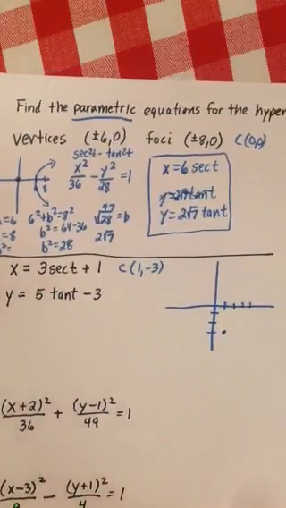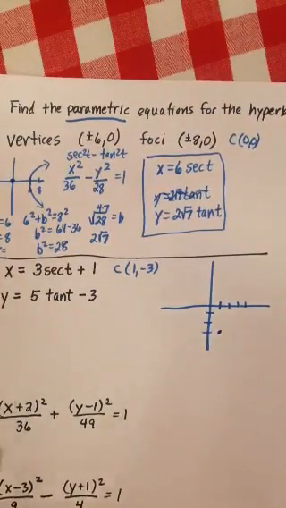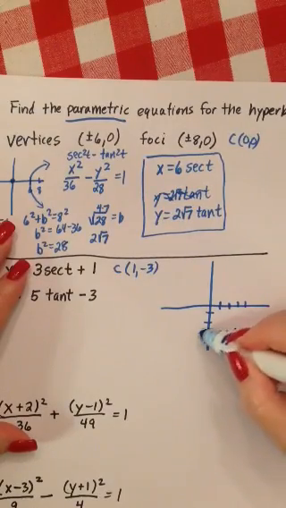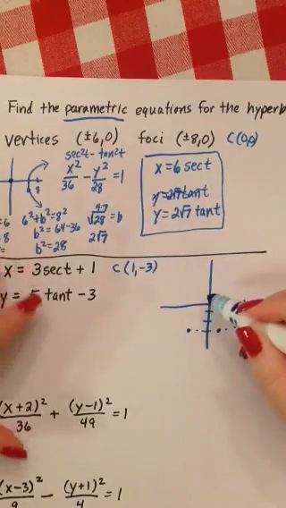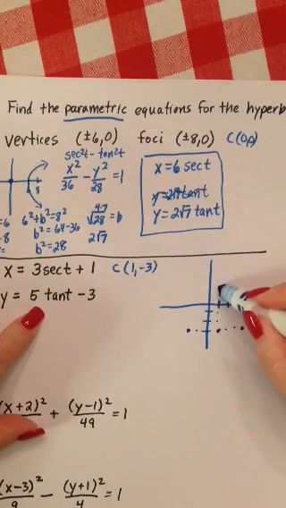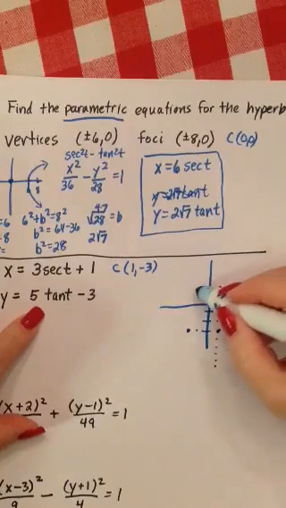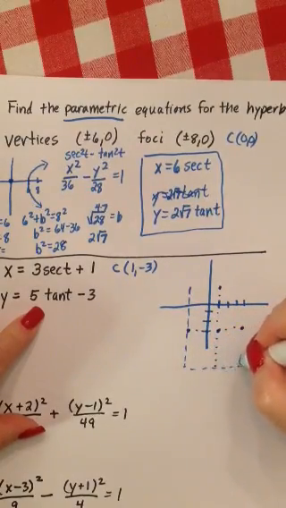I'm hoping you can see this. Let me double check. Yeah, okay. You're going to go 3 units to the right and 3 units to the left. So these are going to be your vertices, and the b value is 5, so you go 1, 2, 3, 4, 5, and then 1, 2, 3, 4, 5. And this is how you sketch your little rectangle that the hyperbolas have.